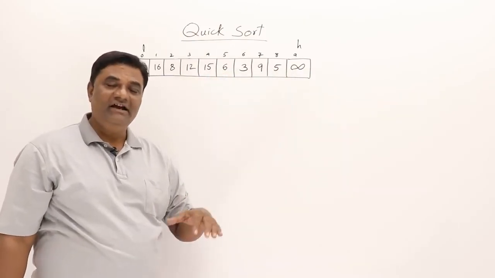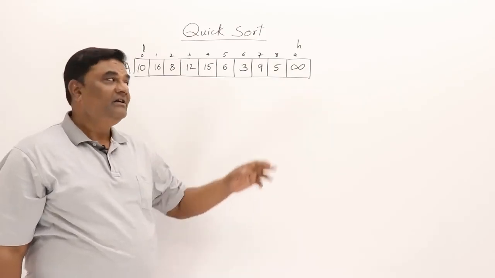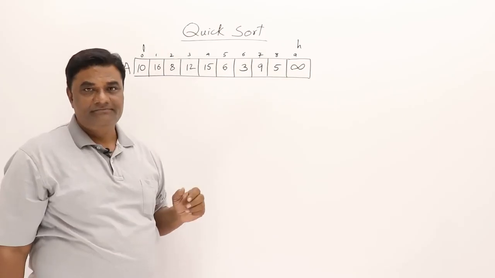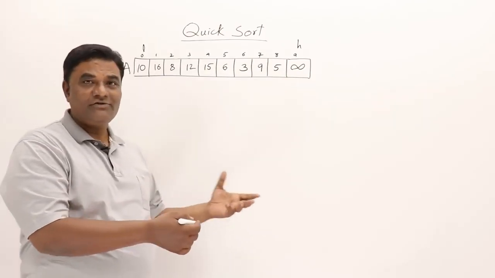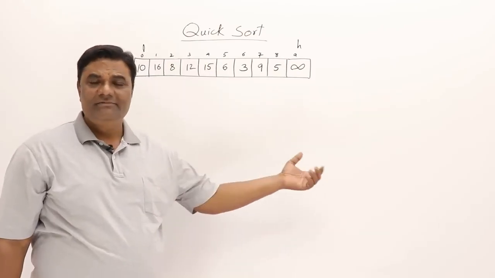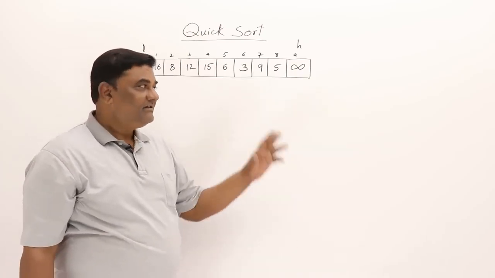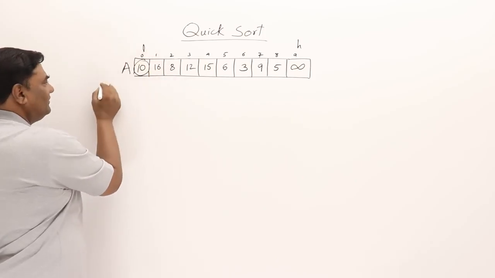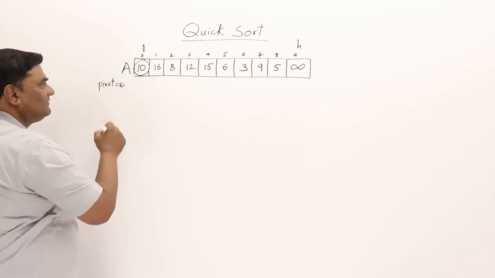Like in strings we have the null character, \0, which is the string terminator. Here we have taken infinity to show the end of a list. Otherwise, we would need to know whether there are 9 elements or 10 elements or 20 elements, and work according to length. Instead of that, we prefer taking an end of list marker. Then the first element I will select as pivot. So pivot is 10.